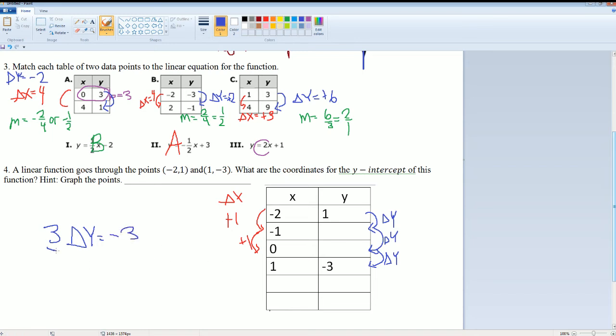So divide by 3, because you're trying to get delta y alone. This cancels. Delta y is equal to -1, because -3 over 3 is -1. So they're saying your delta y is -1. Let's see if that makes sense. 1 minus 1 becomes 0. 0 minus 1 is -1. -1 minus 1 is -3.